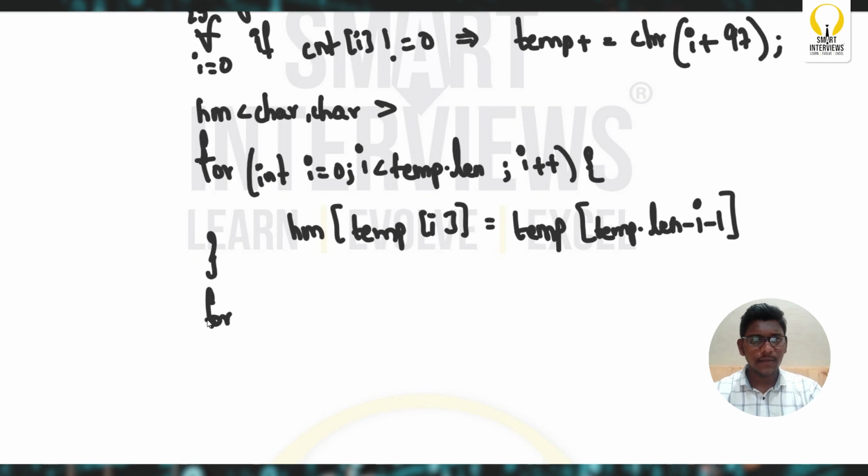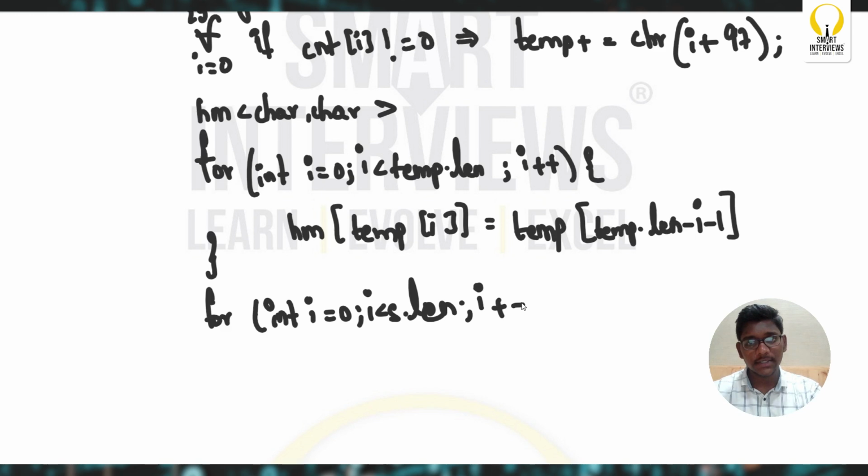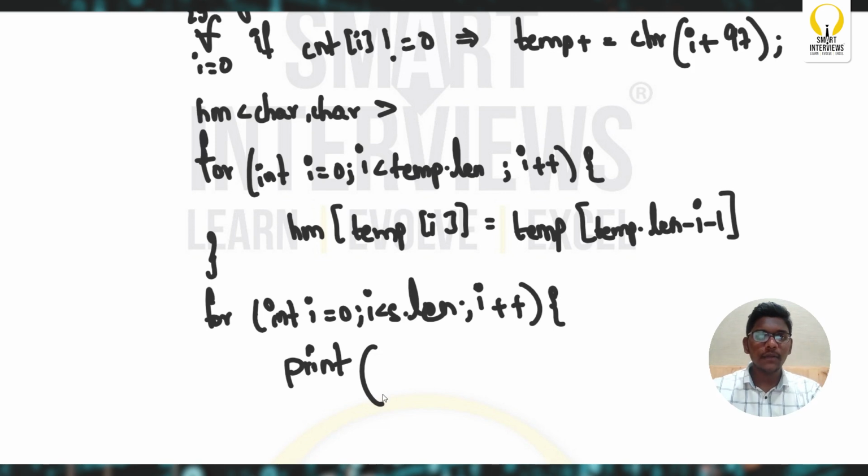Simply for int i equal to 0, i less than s.length, which is nothing but the input, i plus plus. What you'll do, you'll simply print the mapped character of the current s of i, right? So where do you have the mapped character of s of i? Simply you'll hit the hash map for it.